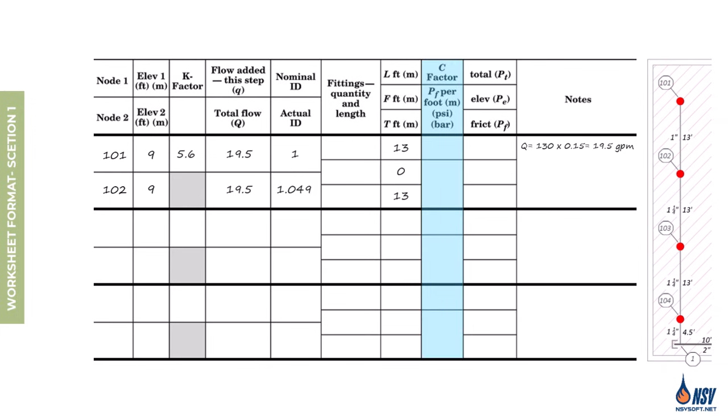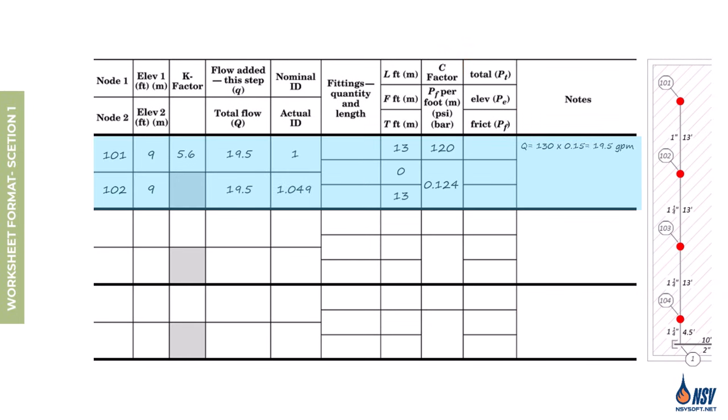In the next column, we enter the C factor and the friction loss per foot of pipe. For Schedule 40 black steel pipe in a wet pipe system, the C factor is 120. The friction loss per foot of pipe is calculated using the Hazen-Williams formula, which accounts for the flow rate, C factor, and pipe internal diameter. In our example, this value is 0.124 psi per foot.